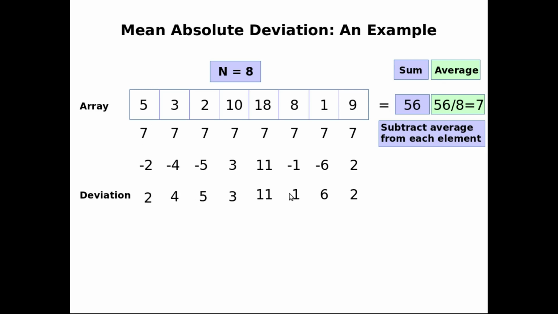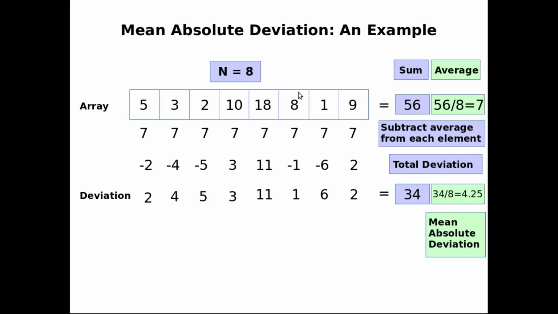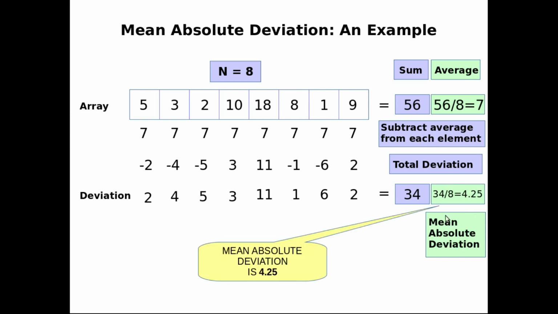And now we need to add up all these deviations. And when we add up all these deviations, we get the total deviation is 34. And the next step is to divide this total deviation by 8. And 34 divided by 8 is 4.25. And that is our mean absolute deviation. So the mean absolute deviation in this example is 4.25.